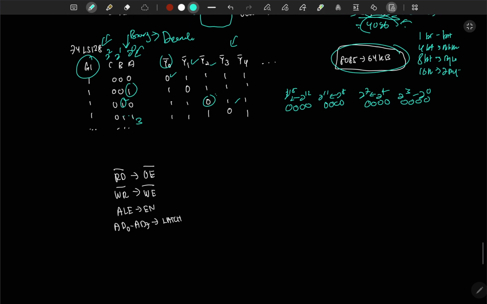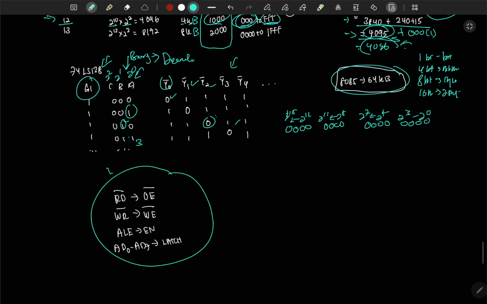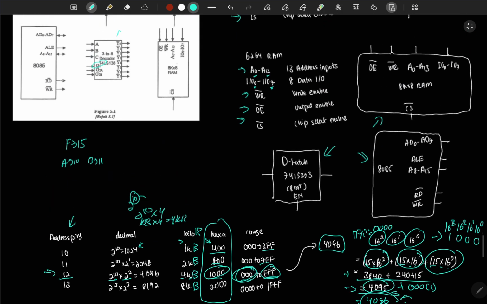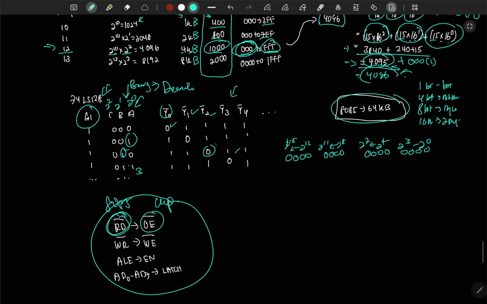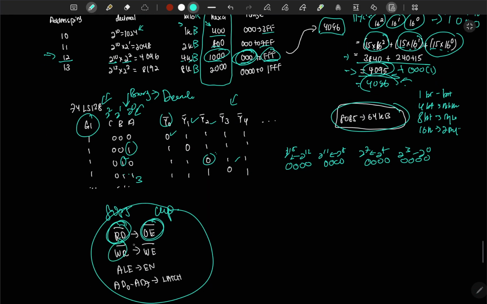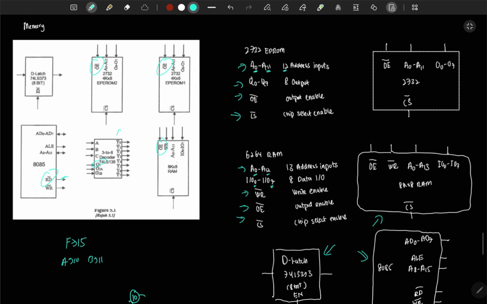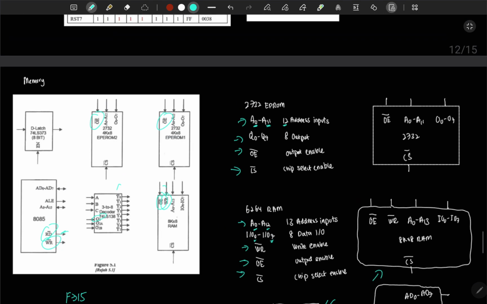Now let us see a question, but before that I want you to remember this. This is from the 8085 and this is for the chip. From the 8085, RD needs to go to the output enable, so the read should always go to the output enable. Write should be equivalent to write enable, which is only for the memory. Then ALE is for latch enable, so it will always go to the enable here.